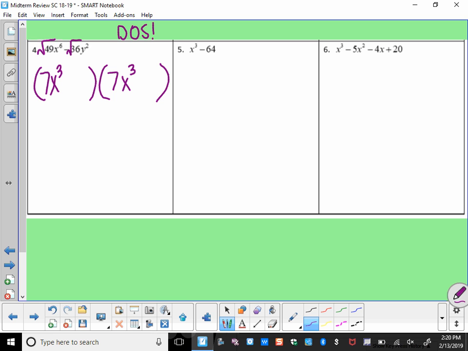What is my square root of 36? We get 6. You leave a little space in between. And then if I chop down y squared, I have y. So my answer is 7x cubed plus 6y, 7x cubed minus 6y. Remember, for DOTS, it has to be a different sign. So once our original has a subtraction sign, we split them up, plus and minus. So this is my answer.